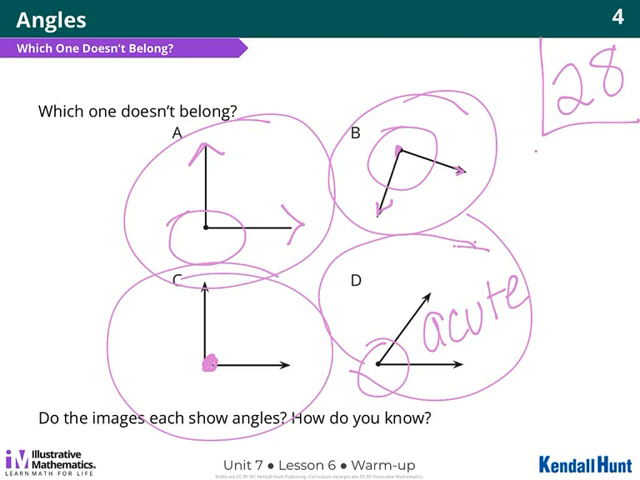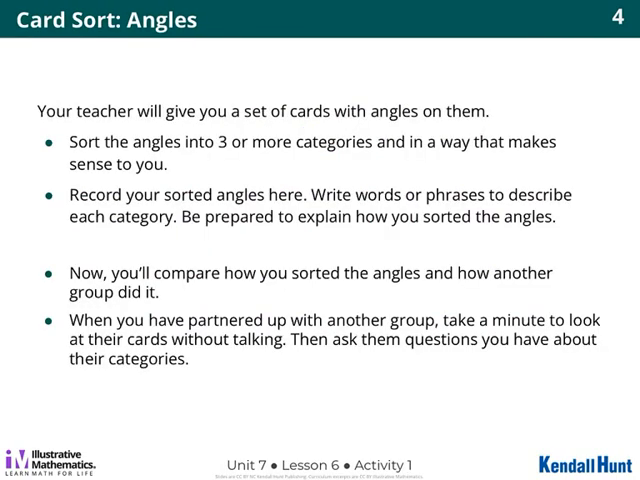Okay, close your books. And we're going to look up here. I am going to give each of you a set of cards with angles on them. So there are 2 pages. No, I did not cut them out. You are going to cut them out yourself. Once you cut them out, you're going to sort the angles. This is by yourself. You're going to sort them into 3 or more categories. And in a way that makes sense to you.